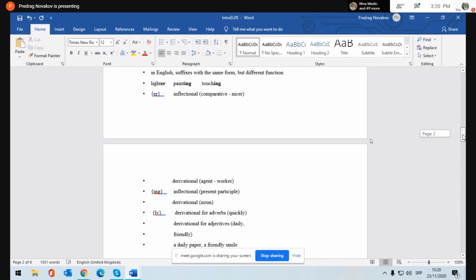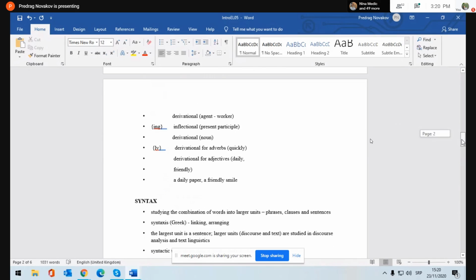The same or similar goes with ing. It is inflectional if it is the present participle. Somebody, for example, is painting. It is derivational if you created a new word. New word is, as somebody said, an object, an item, like a painting. Somebody finished her painting. It's a noun. So ing can function as inflectional suffix for present participle and can function as a derivational suffix as a noun.